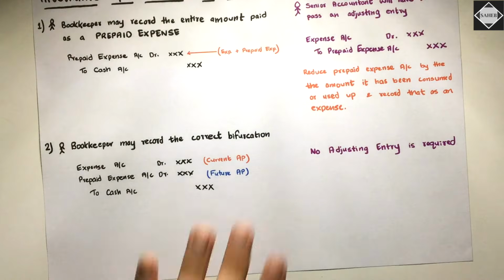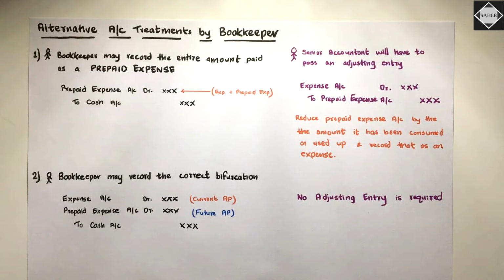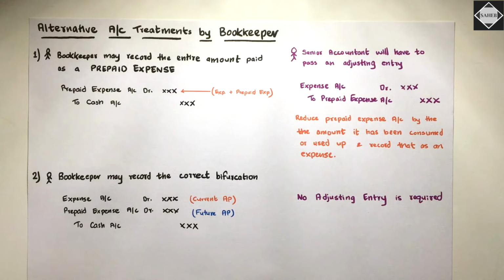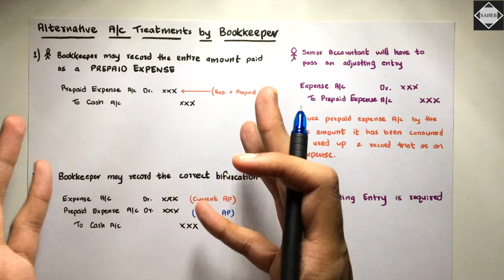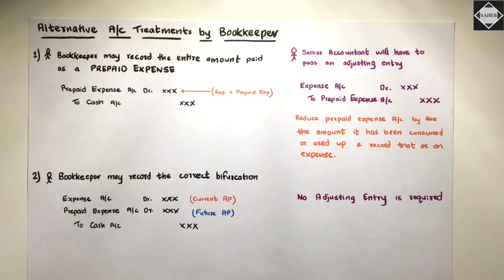So these were the alternative accounting treatments that are done by the bookkeeper. As I told you, the senior accountant doesn't just adjust the accounting records. It is based on what the bookkeeper has done, what the history is, what has happened. Based on that only, there is the adjustment. Is that clear? So that's all for this video.